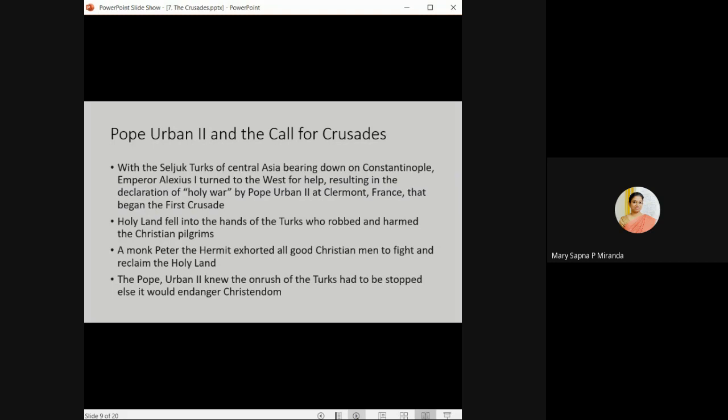Pope Urban II also knew that this onrush of the Turks was advancing further and further, that is, more towards the western region. So it had to be stopped. Otherwise, it would endanger the whole Christendom, especially the West. That is, a fall of Constantinople, this fall of the Byzantine Empire, would mean the end of Western Christendom, Western civilization at the hands of these barbaric Seljuk Turks. So it had to be stopped.